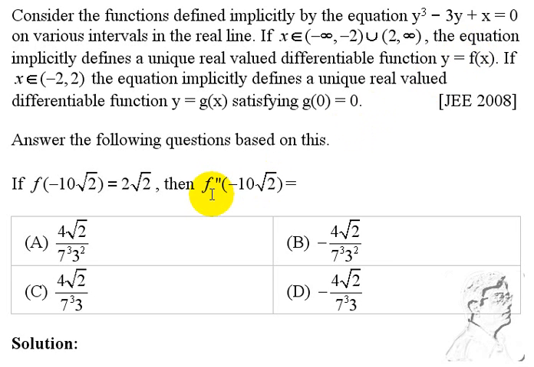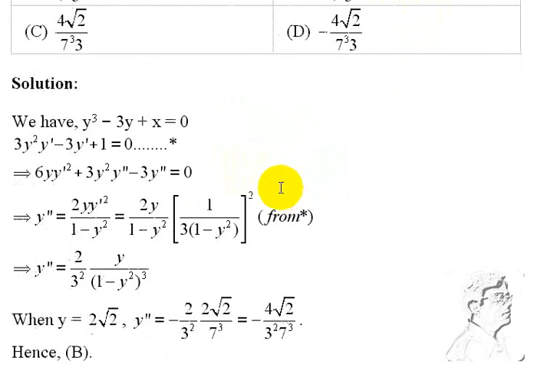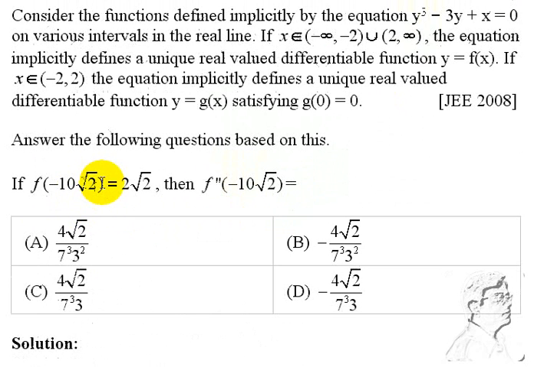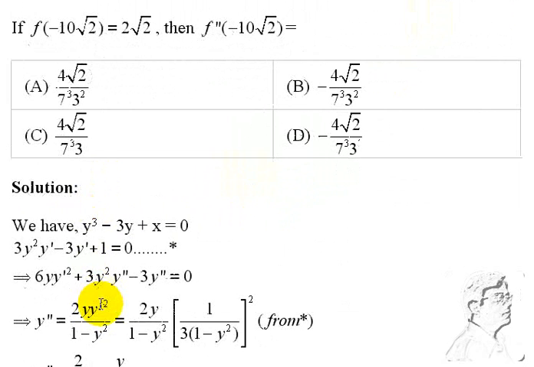In the first one, we want f double dash at a point, and at the same point f is given. That means y is given and we want y double dash at the same point. We can differentiate this 2 times and what we get is this: y double dash equal to twice y dash square whole divided by 1 minus y square. But we have y given and not y dash. We want to get rid of y dash.